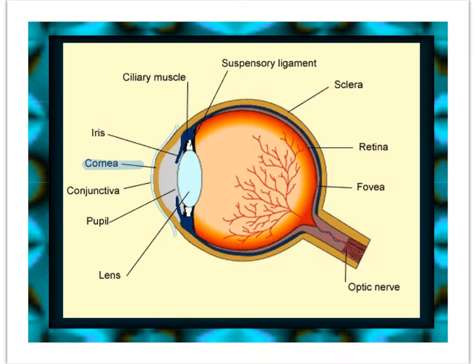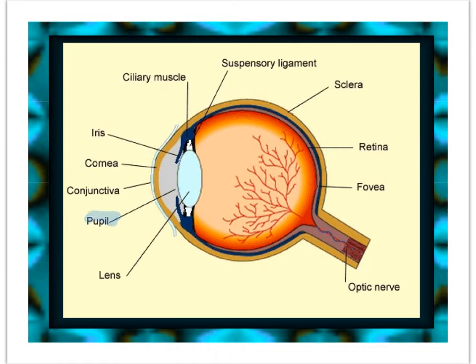So the cornea is this transparent front part of the eye that covers your iris, your pupil, and the anterior chamber. And what you really want to know here is that the cornea has this convex or outward curvature that's going to help focus incoming light rays. The light waves are going to pass through the cornea and go to the pupil.